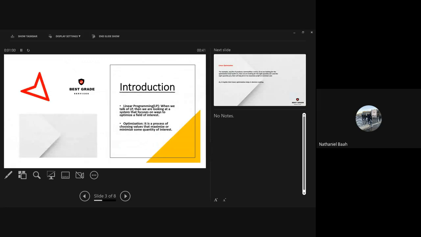So let's introduce the course. What is linear programming? When we talk of linear programming, denoted with LP, we are looking at a system that focuses on ways to optimize a field of interest. With that said, let's look at what optimization is. Optimization is a process of choosing values that maximize or minimize some quantity of interest. Don't worry about it right now. You will get what I'm trying to say in the subsequent slides.